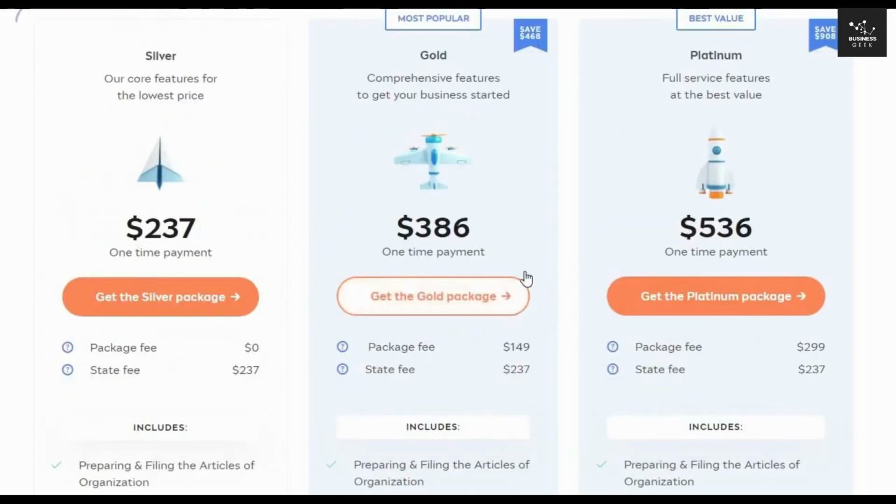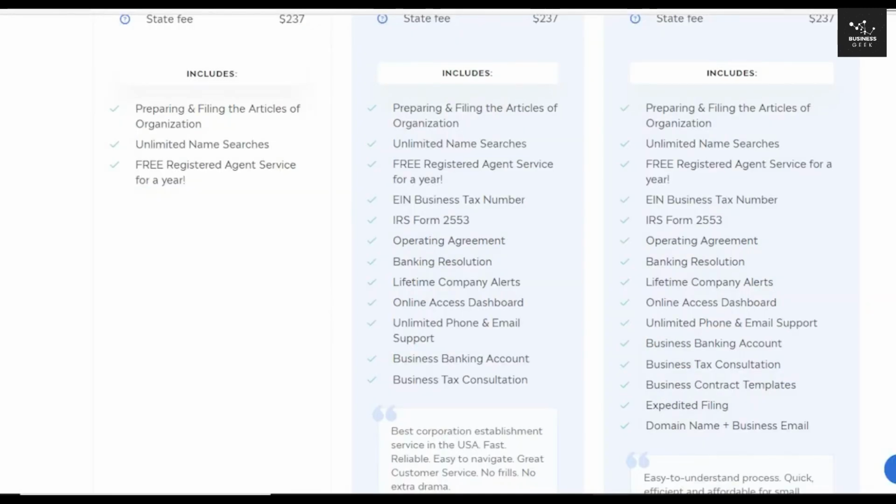With Incfile's Gold package, you won't have to scribble notes of these reports because Incfile will handle the whole process for you. Your Platinum package also has these services in the bag with the unique addition of expedited filing, getting a domain name, and a business email which essentially increases your LLC's credibility.